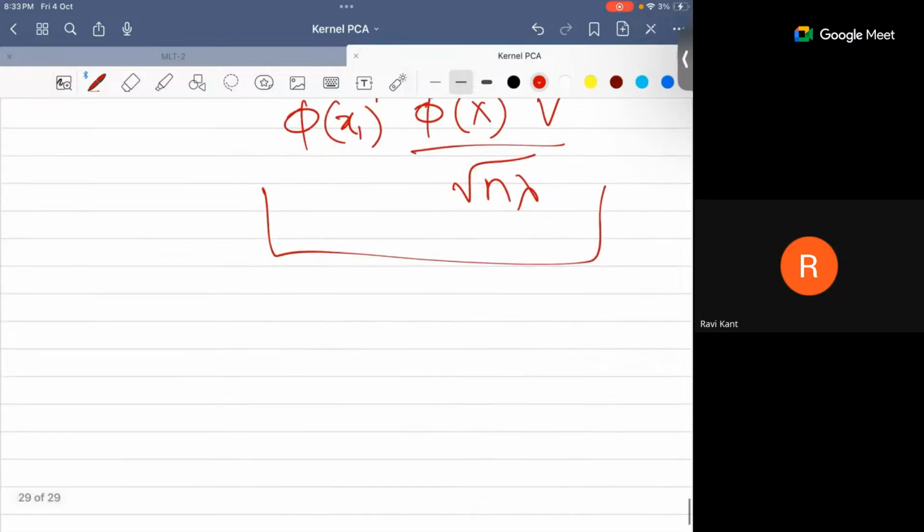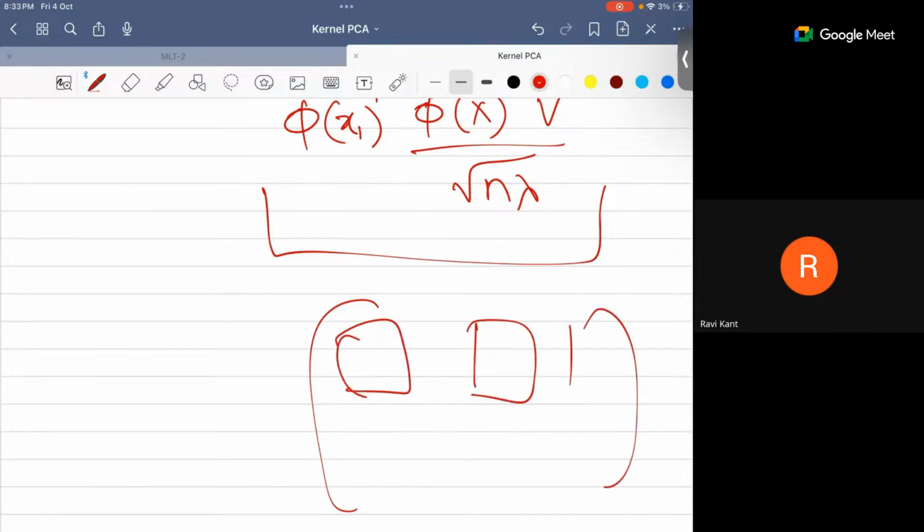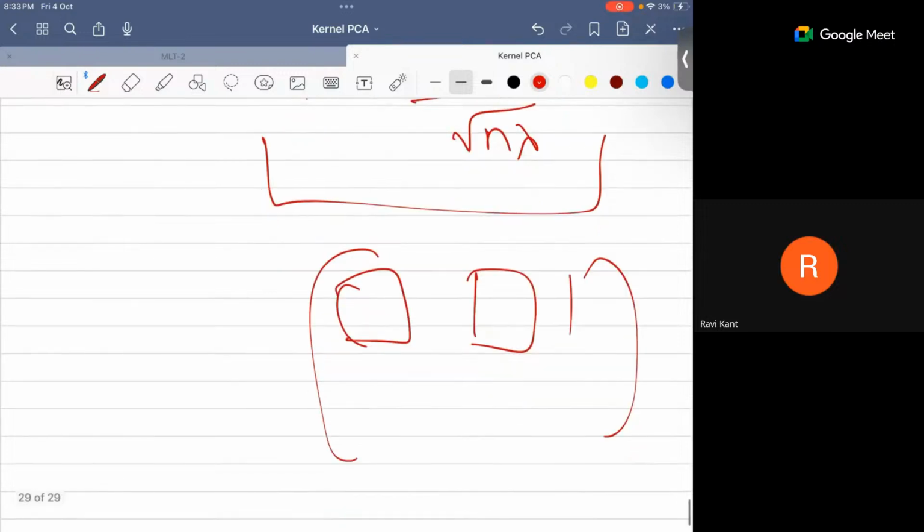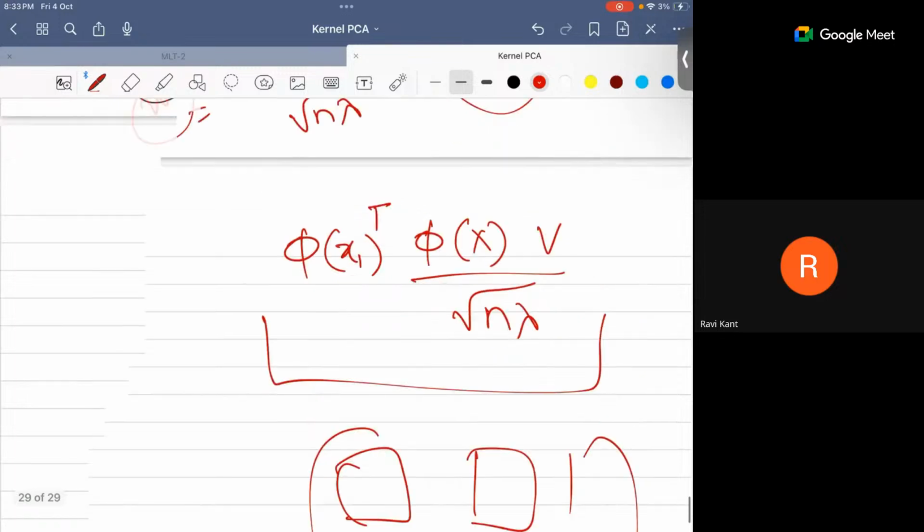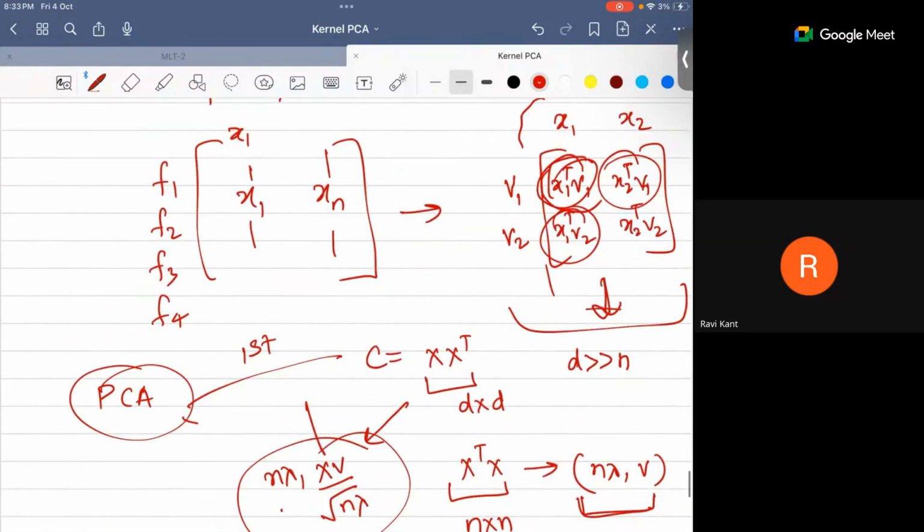So now in the end, we just store the scalar projection, right? And with the scalar projection we can work, right? That is what we do, right? In the normal PCA also we just store the scalar projection, and on that scalar projection we work. Have you got the idea?